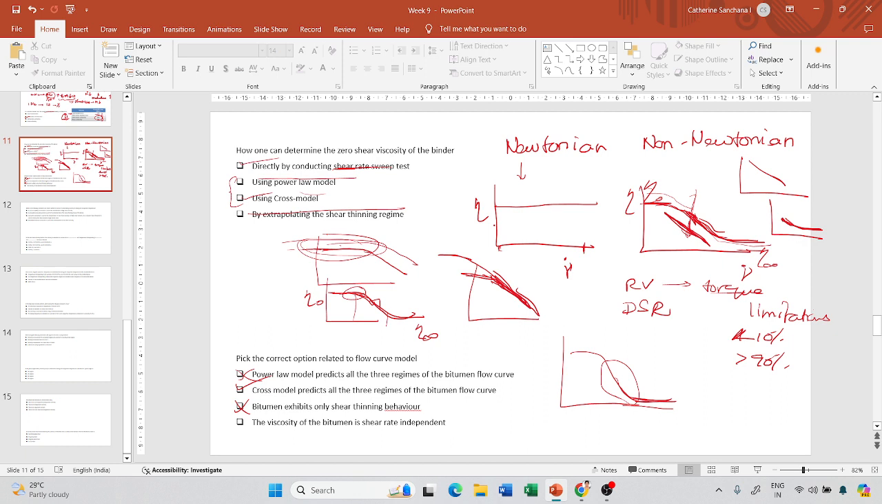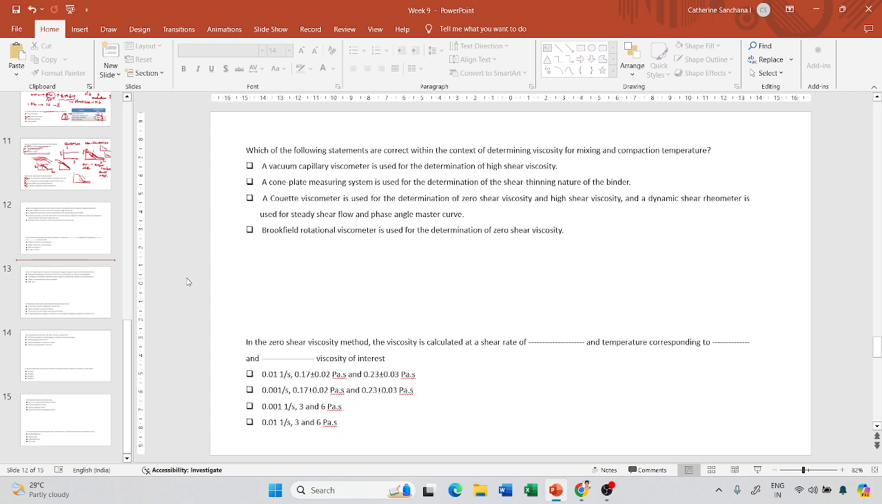And then the fourth option is the viscosity of the bitumen is shear rate independent. So no, because if it is showing a shear thickening behavior, in some temperatures it will behave non-Newtonian, right? So if it is non-Newtonian, then it will be shear rate dependent.